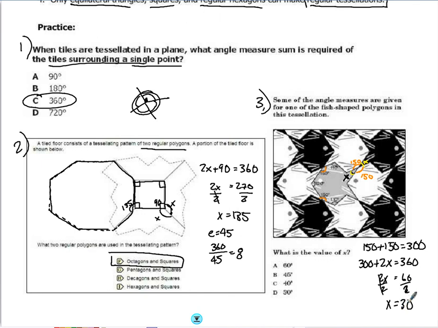So, once you've now completed this video, go ahead and try the practice problems that go with these tessellation notes, and then we will go over those next class.